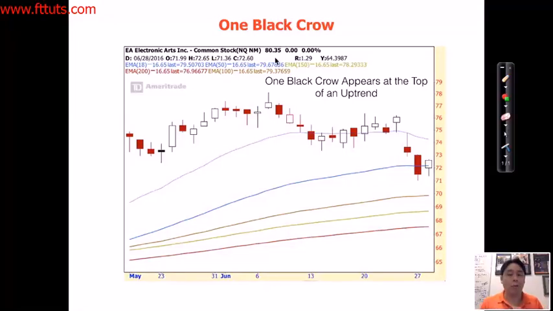Where's the one black crow? Okay, ignore what I just said. That was not one black crow. Okay, can you find the one black crow? There we are. One black crow.